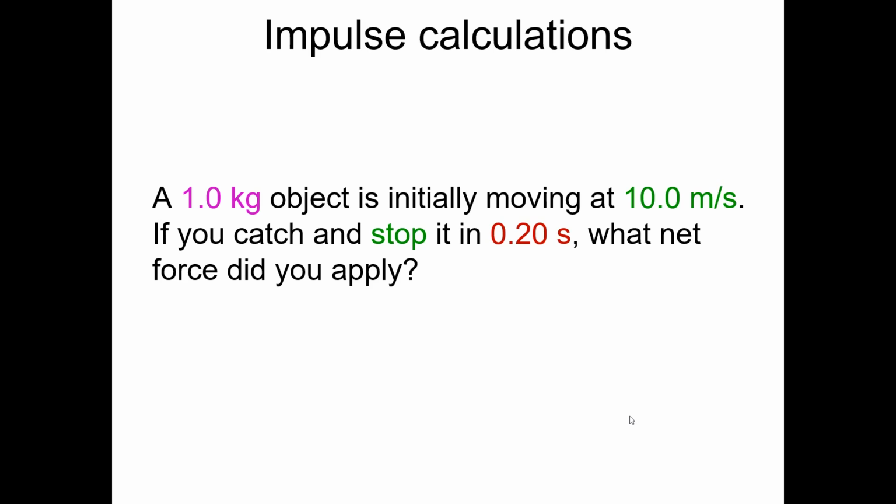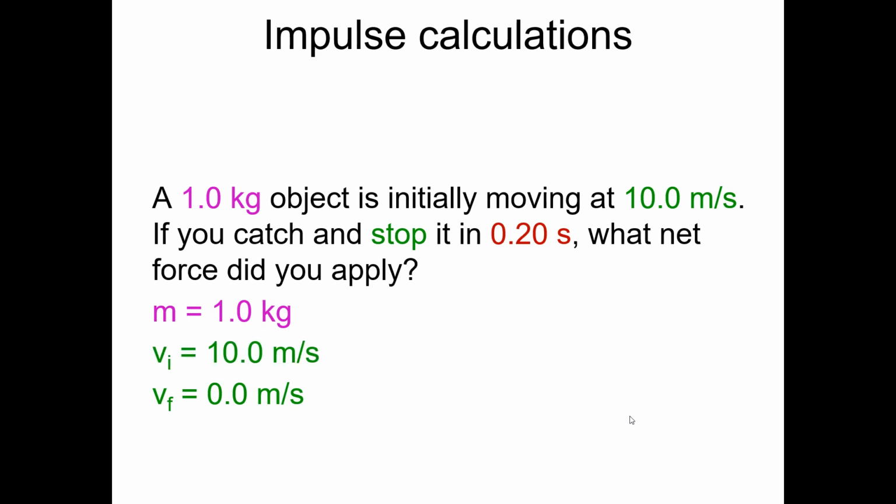Well, what you do with a problem like this, with any physics problem, the best thing to do after you read the problem is to start writing down what you know. The 1 kilogram is a mass. 10 meters per second is a speed. Now, it's not just any speed. It says it's the initial speed. So I'm going to list that as VI.